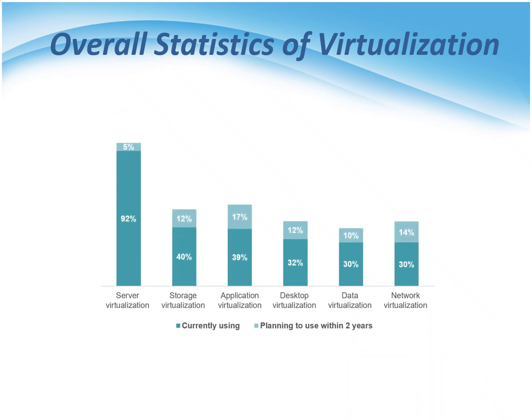Overall statistics: server virtualization, storage virtualization, application virtualization. Most activity is happening in server virtualization. Others are also growing, like storage, where 40% are currently using it. Application virtualization is mostly going to increase. Then desktop virtualization, data virtualization, network virtualization. It will keep on increasing, but server virtualization is currently used the most.